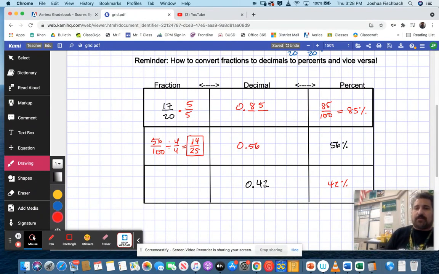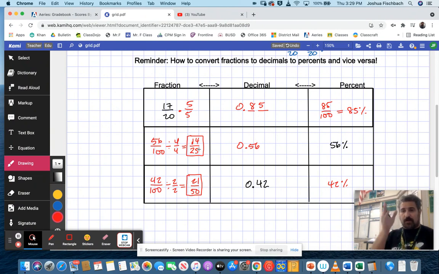If you want to make it into a fraction, just think about your place value. This is the tenths, this is the hundredths. What place value does it end in? The hundredths. So that means it's 42 over 100. And then simplify it. What can you divide top and bottom by? I think I can divide top and bottom by 2. So I get 21 over 50. And that is your final answer. Okay, so this is how you can convert back and forth between fractions, decimals, and percents. Just remember, percents are out of 100, and with decimals, remember your place value, tenths, hundredths, and so on and so forth. All right, hope that helps.